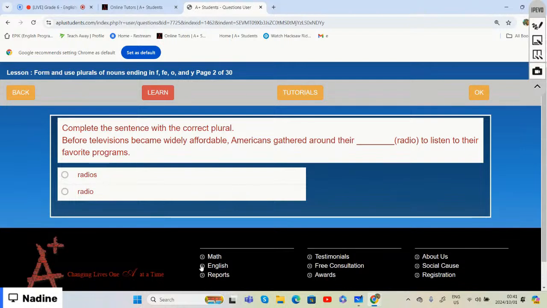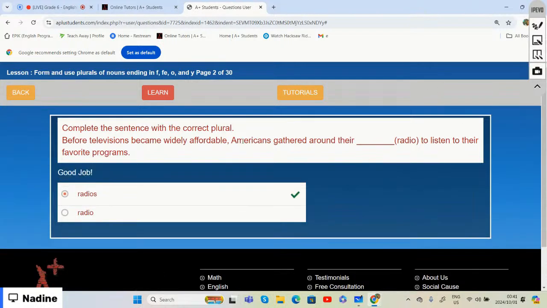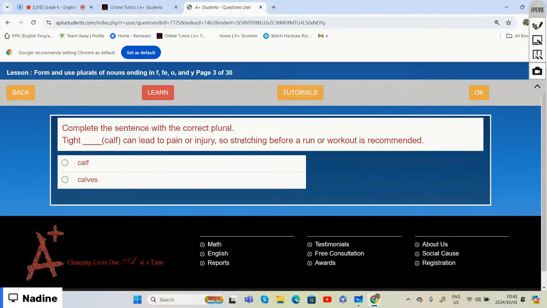And if we were to choose the correct one, then yes, radios is our correct option because we have one radio, more than one radios. All we had to do was add an S. Well done. Now it says tight calf can lead to pain or injury. So, stretching before a run or workout is recommended.